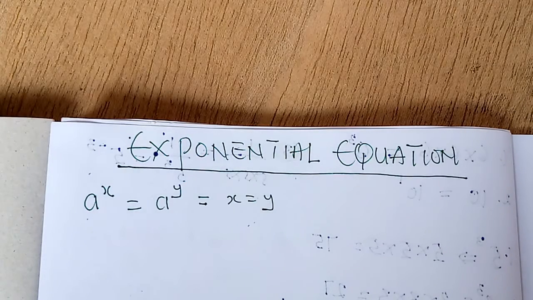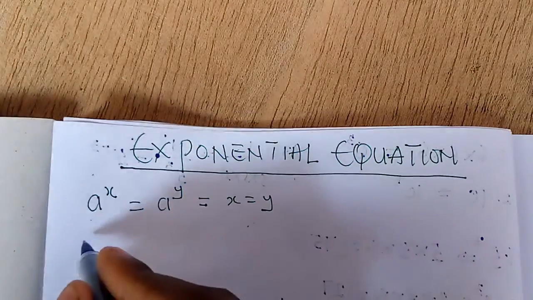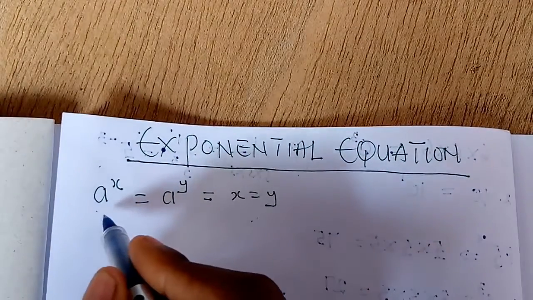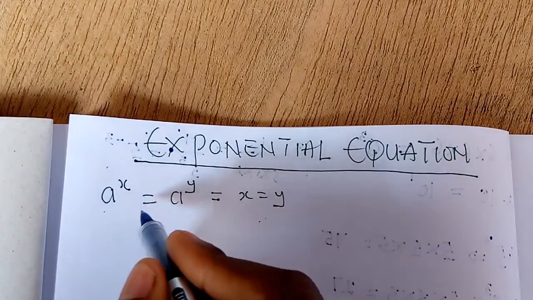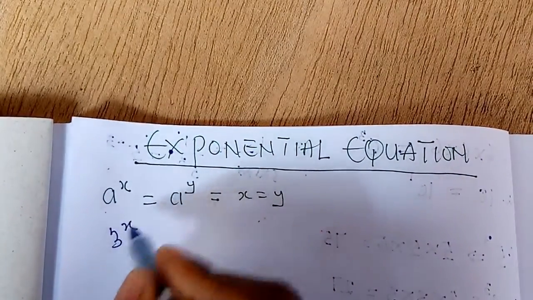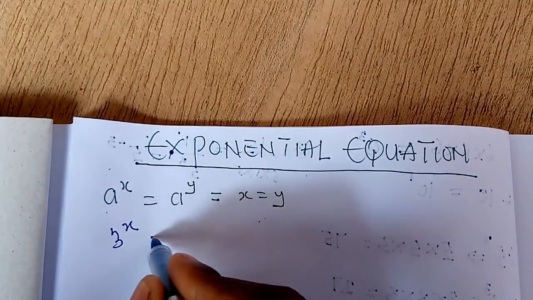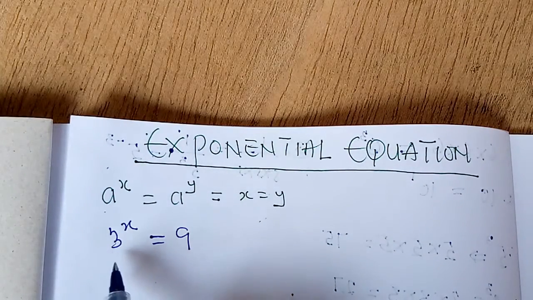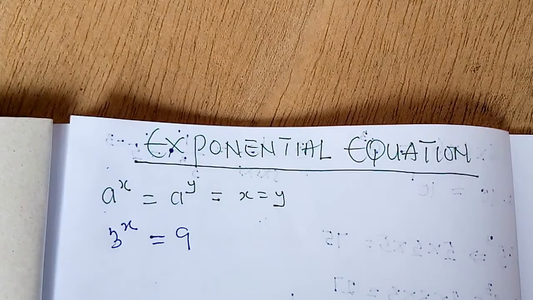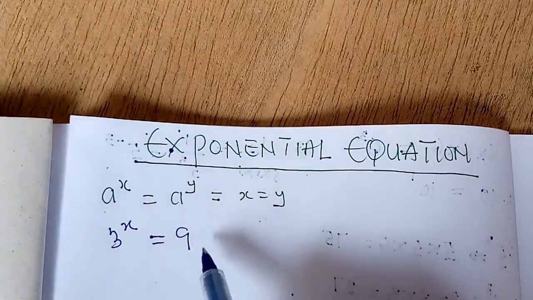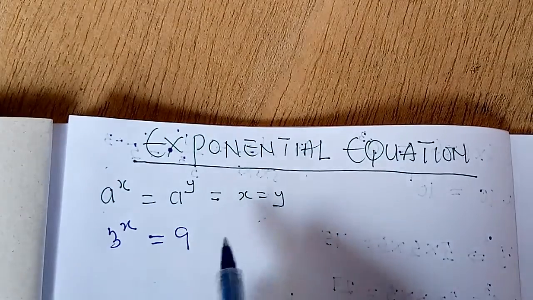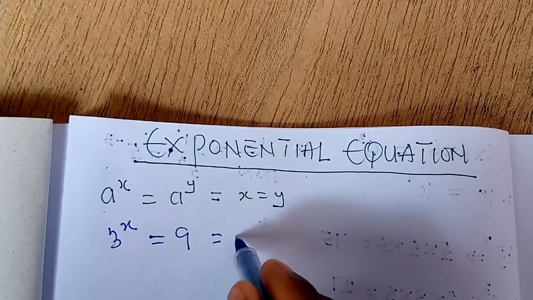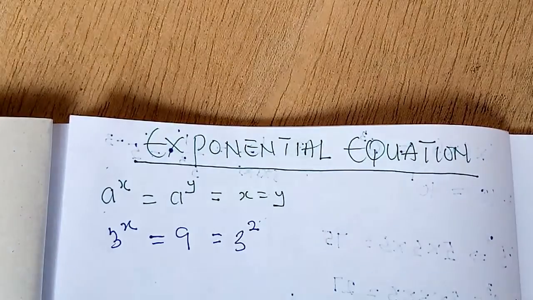Let's take an example so that we can see how we deal with this type of equation. Example 1: 3 raised to the power x is equal to 9. If a question like this is given, make sure you have the same bases before you continue solving. So we need to change the 9 to index form. 9 could be written as 3 raised to the power 2. So 3 raised to the power 2 is 9.